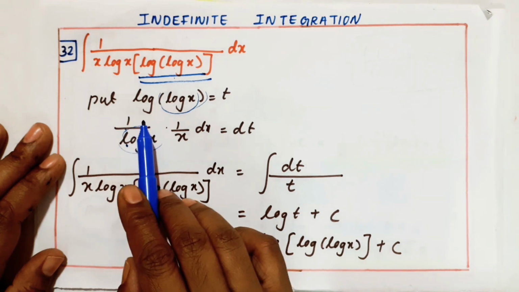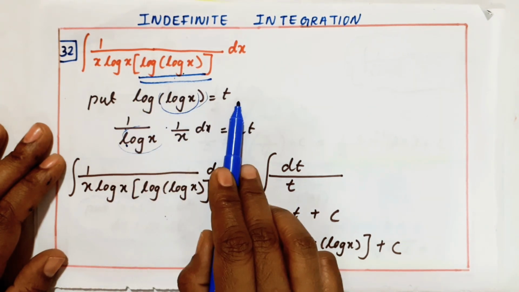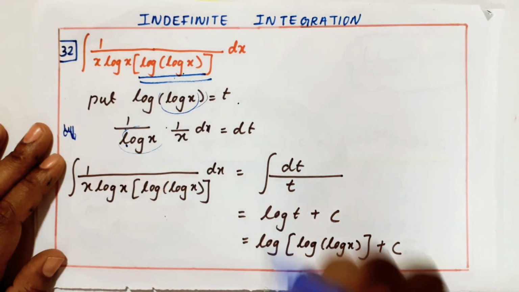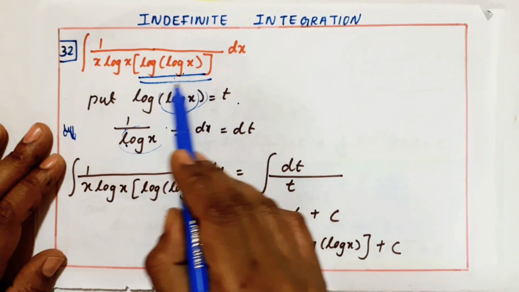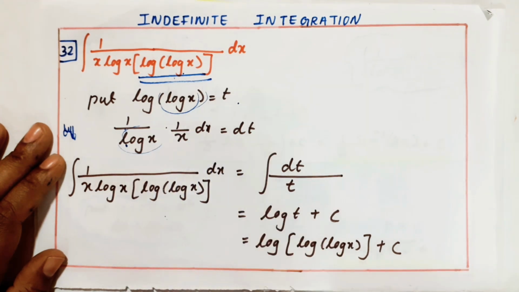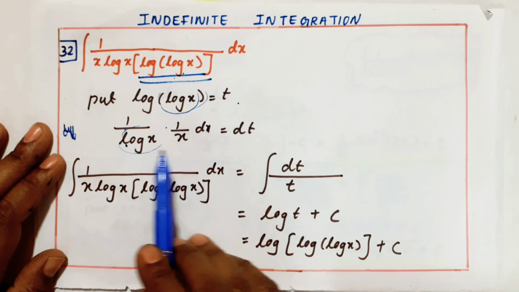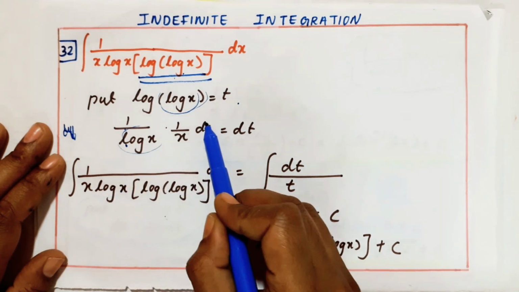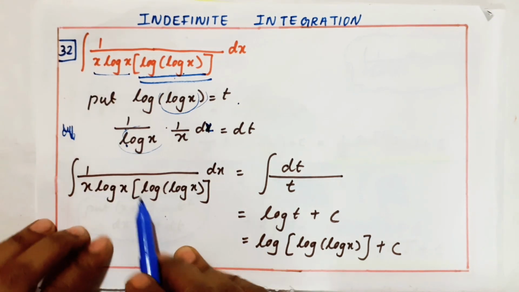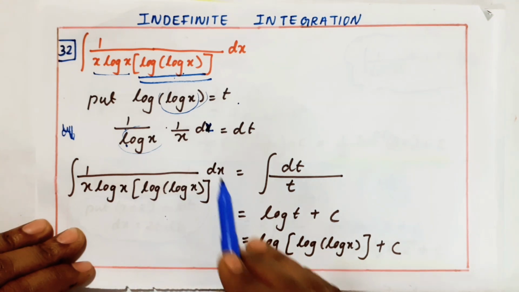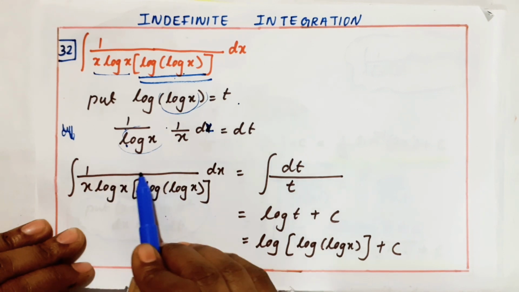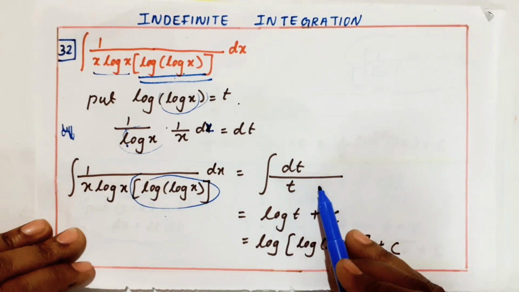What we are doing? We are substituting log of log x as t. Now we need to differentiate both left side and right side. So log x differential is 1 by x we know. But here in log x's place it is again log x. So it is 1 by log x and log x differential 1 by x dx, dt. Now you check it. The term dx by x log x is in the denominator. So I can write integral of dx by x log x log of log x as, this full term I can write as dt, and the denominator term I can write as t. So it is integral of dt by t.